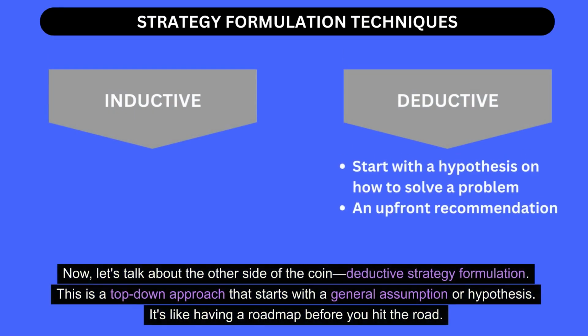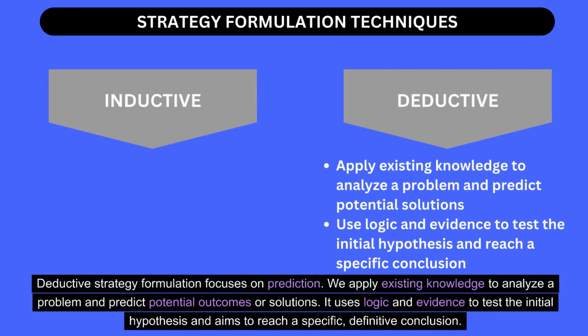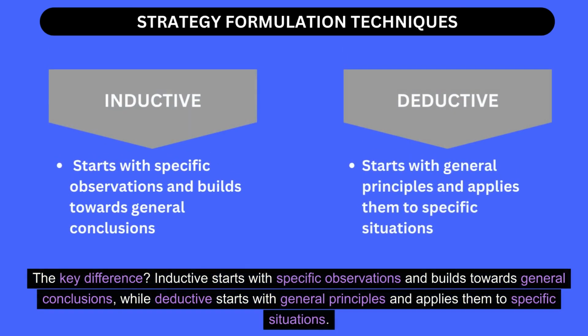Now, let's talk about the other side of the coin, deductive strategy formulation. This is a top-down approach that starts with a general assumption or hypothesis. It's like having a roadmap before you hit the road. Deductive strategy formulation focuses on prediction. We apply existing knowledge to analyze a problem and predict potential outcomes or solutions. It uses logic and evidence to test the initial hypothesis and aims to reach a specific, definitive conclusion. The key difference? Inductive starts with specific observations and builds towards general conclusions, while deductive starts with general principles and applies them to specific situations.